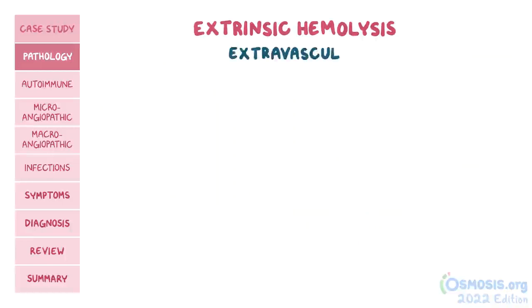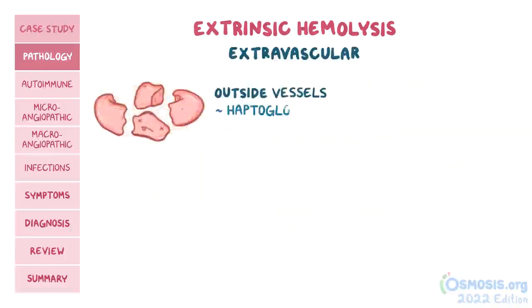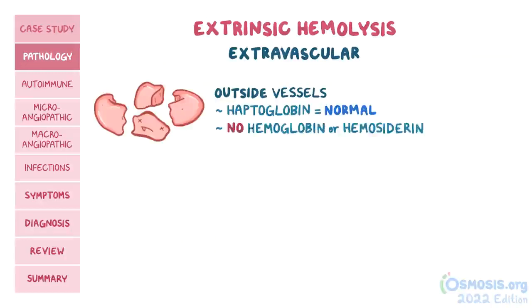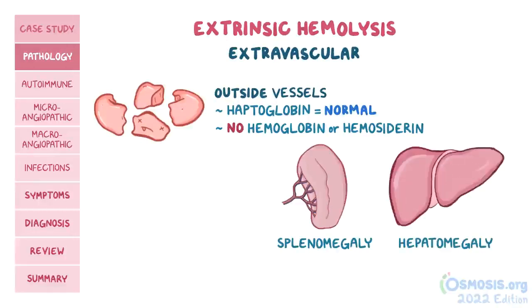Alright, now in extravascular hemolysis, red blood cells are destroyed outside the vessels, and so haptoglobin is normal, and there's no hemoglobin or hemosiderin in the urine. Red blood cells are usually destroyed in the spleen, causing splenomegaly, or the liver, causing hepatomegaly.